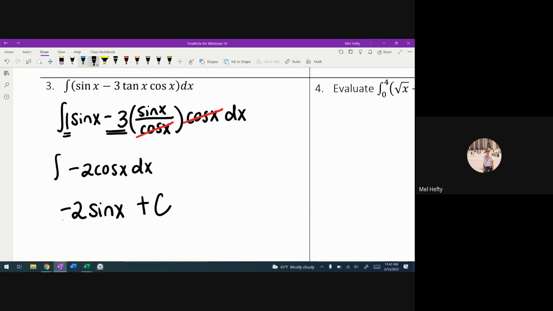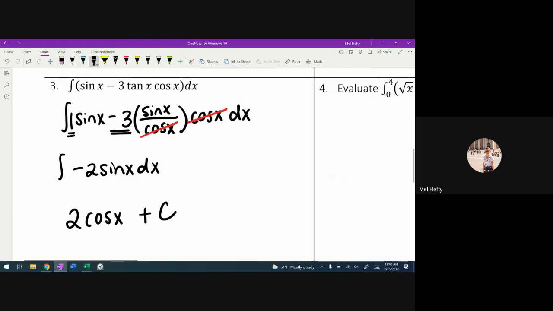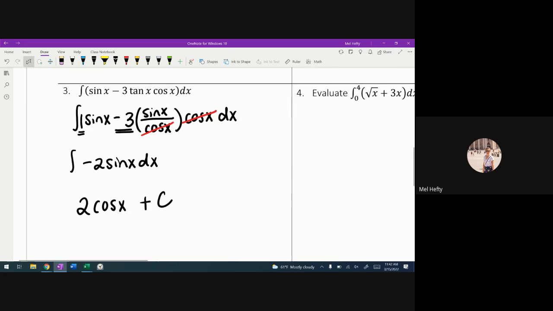Oh, shoot. I did too many things at once. All right, let's try that again. So -2 sine x dx, so then +2 cosine x plus c. Perfect. Much better. All right, our last one, an integral with bounds.